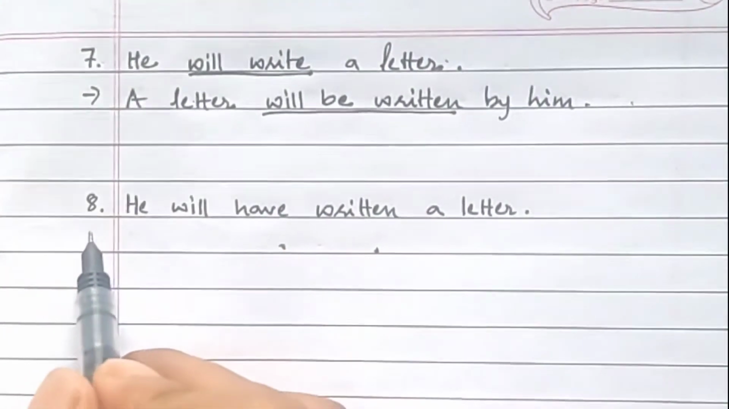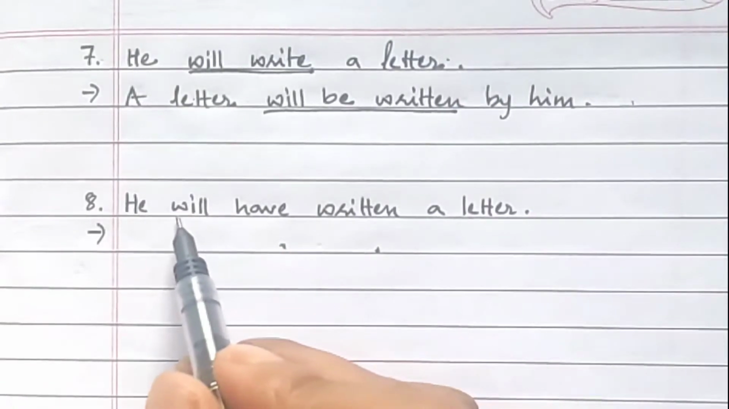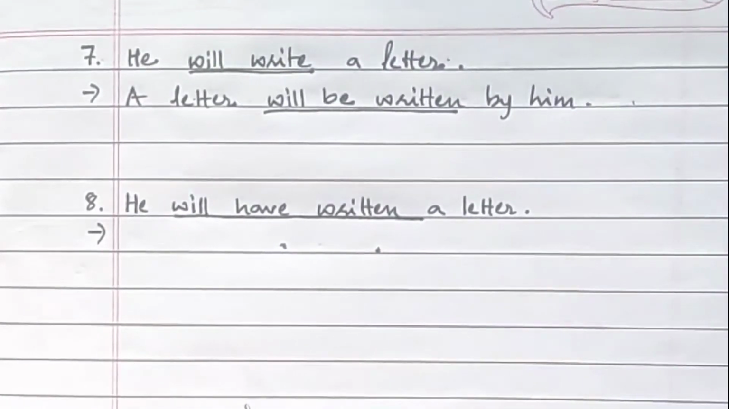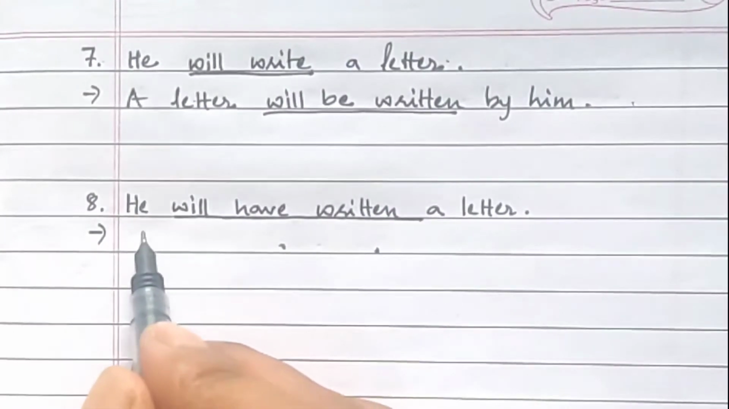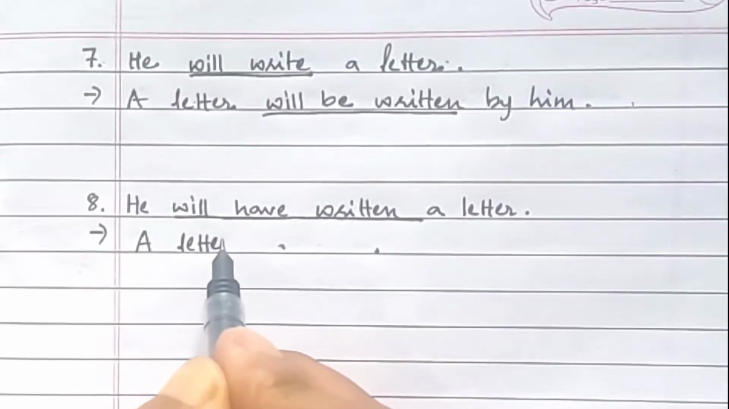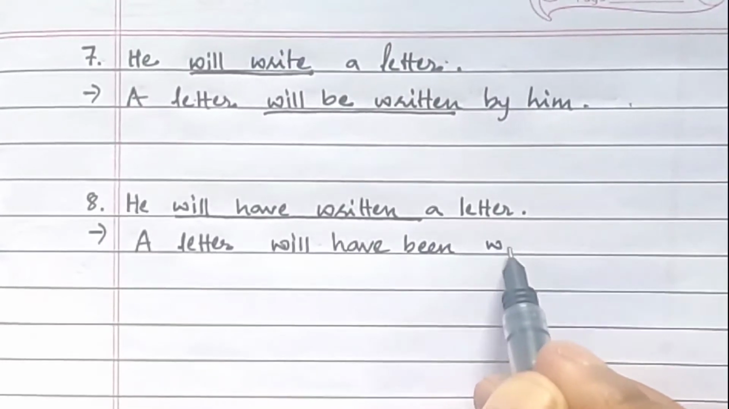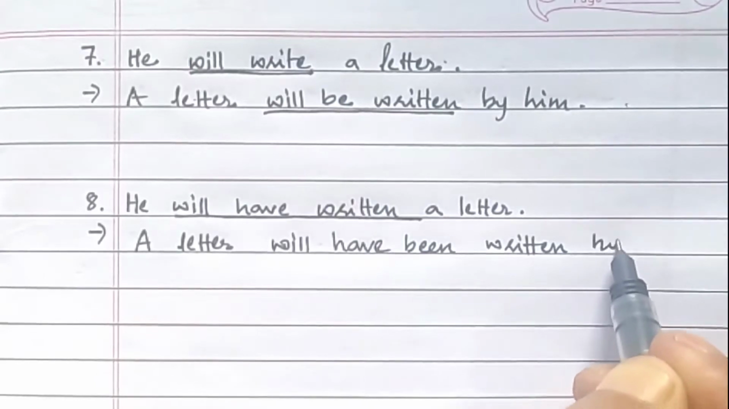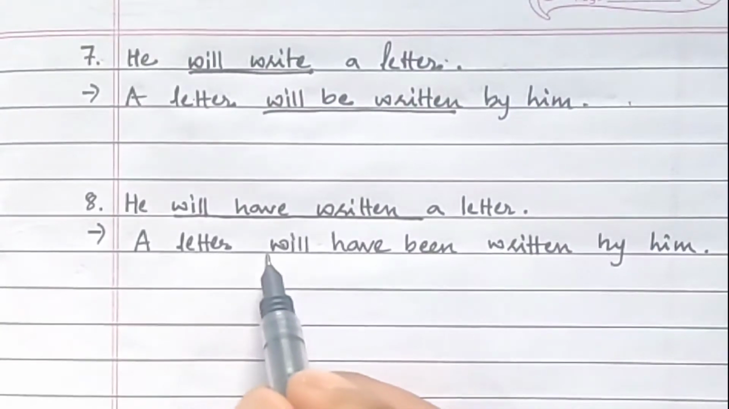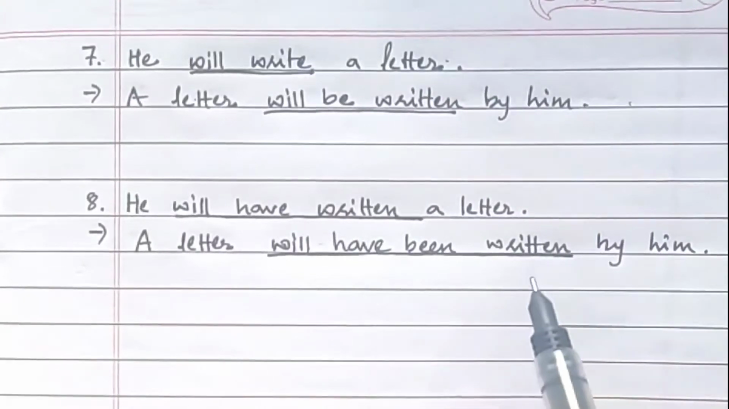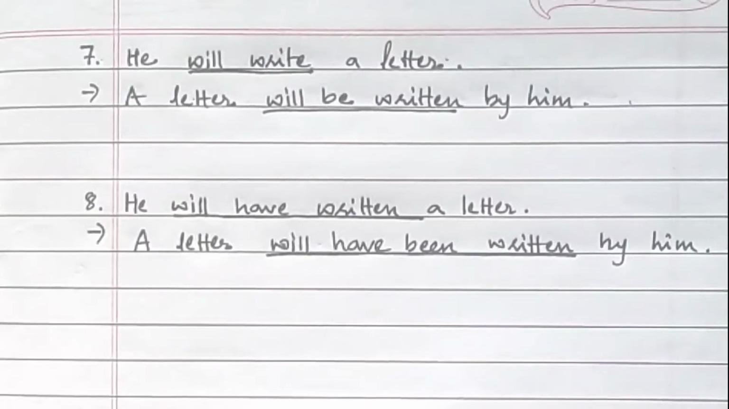Okay. And the last one is he will have written a letter. Will have written, that is future perfect tense. Okay. So the answer will be a letter will have been written by him. Will have been written. So in this way we change the different tenses into passive voice. And if you notice, I have left two tenses, that is future perfect continuous tense and past perfect continuous tense, because they cannot be changed into a passive voice.